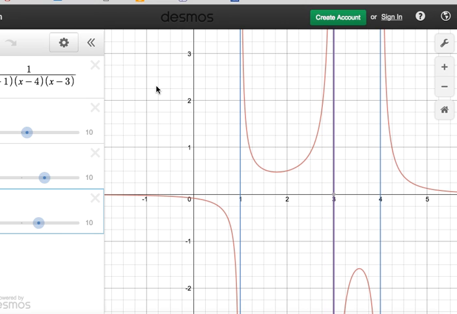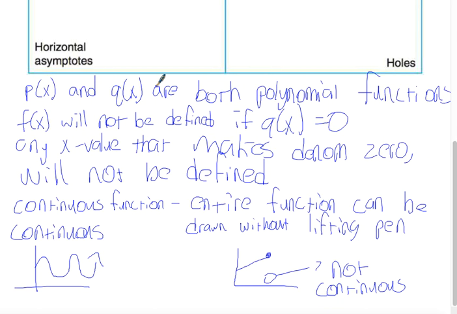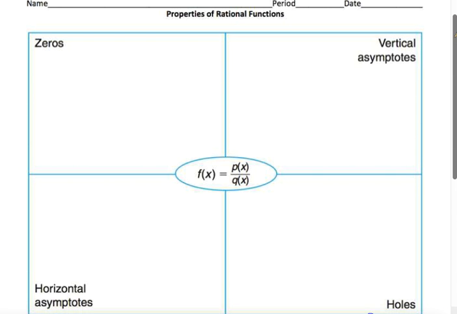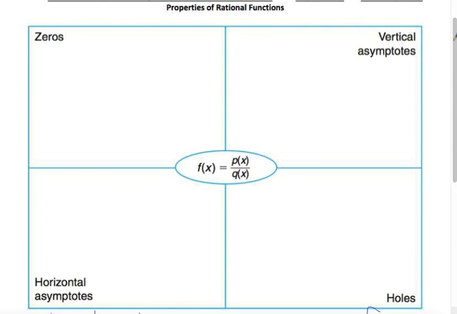So from this, we can see that if q of x equals 0, we will have a vertical asymptote.